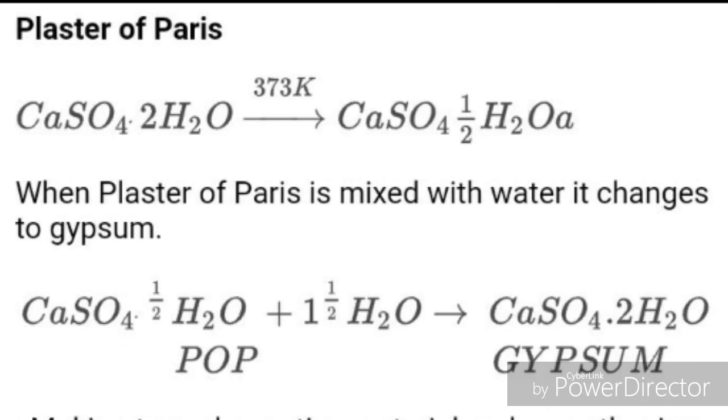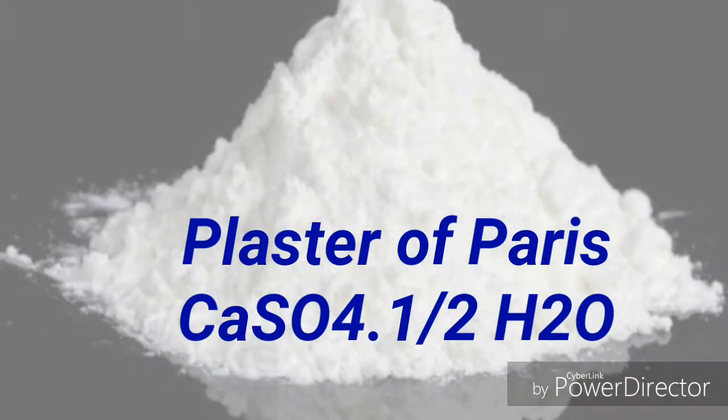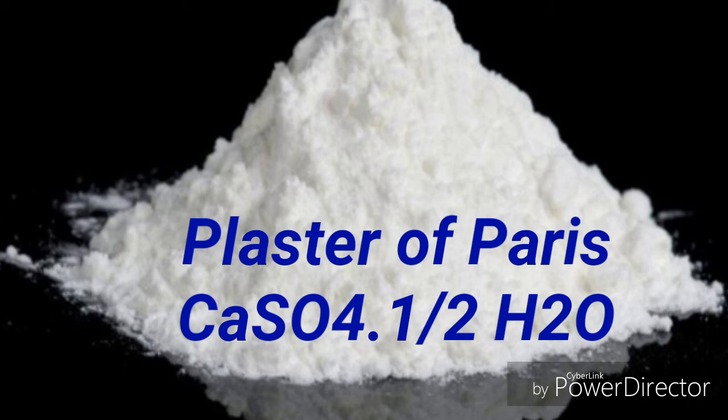When plaster of Paris is mixed with water, it changes to gypsum. Hemihydrate of calcium sulfate reacts with 1.5 water molecules to form dihydrate of calcium sulfate, which is called gypsum. Dihydrate of calcium sulfate is called gypsum. Hemihydrate of calcium sulfate is called plaster of Paris.